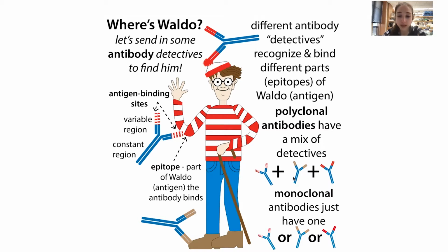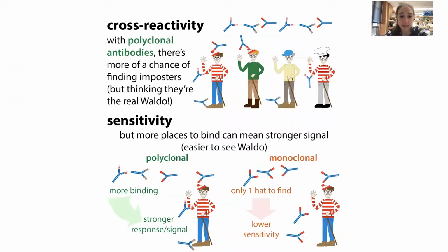With a monoclonal antibody, you just have one. So you might have this one, or you might have this one, or you might have this one, but you are going to have multiple copies of these. It's not like you just have a single one. You have lots of copies of them, but they all have the same variable region. They're all recognizing the same epitope. So therefore, we're going to be recognizing just that one part. We'll get into how these are made in a minute.